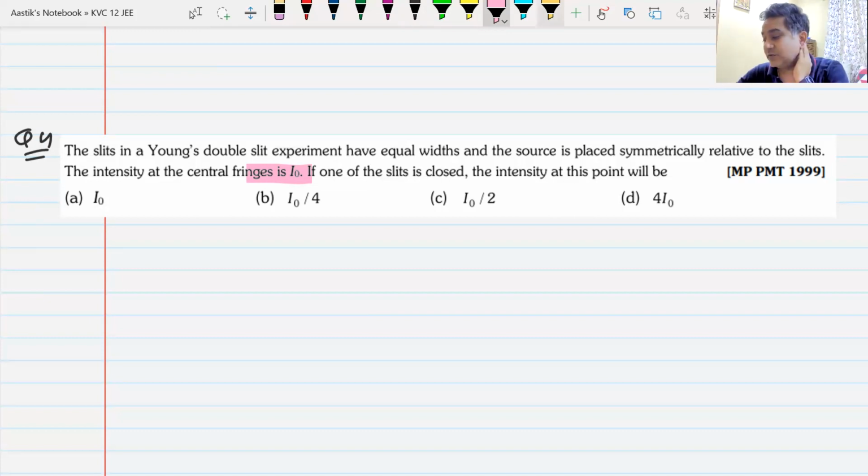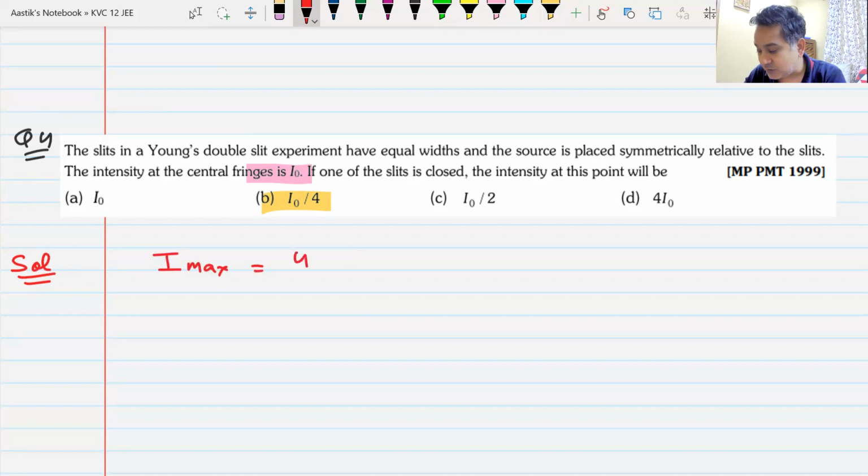We understand this, yes or no? Yes, sir. Once you cover one of the slits, nothing is going to happen, no interference. So you will get whatever intensity is coming from slit A. The confusion here is they have said I naught. In the questions in the theory part, what we had done, the maximum intensity at the central maxima was 4 times I naught. That is what we had written. We had written the intensity of one of the slits as I naught.